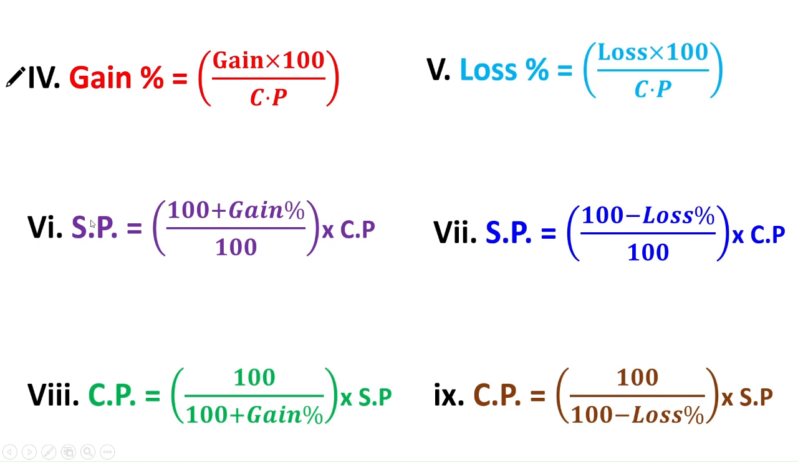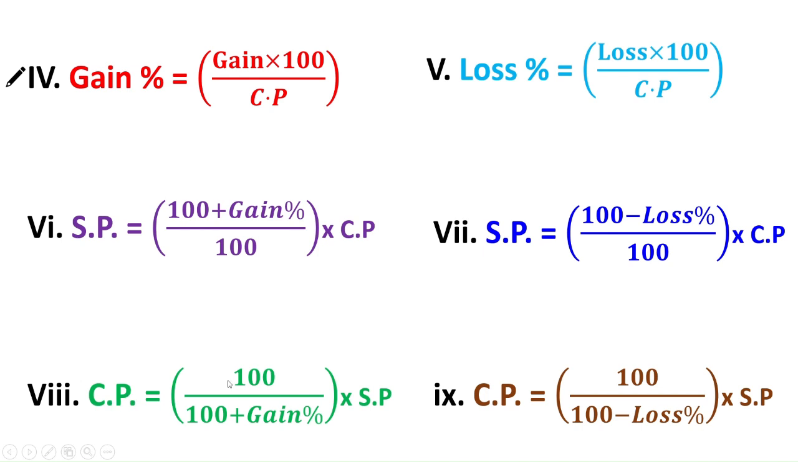Selling price equal to 100 plus gain percent by 100 into cost price. Selling price equal to 100 minus loss percent by 100 into cost price.